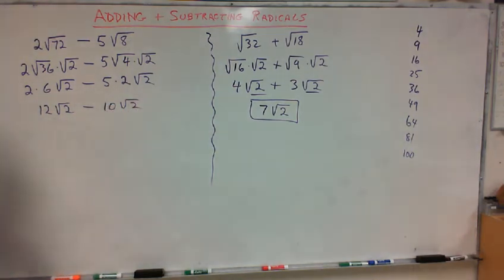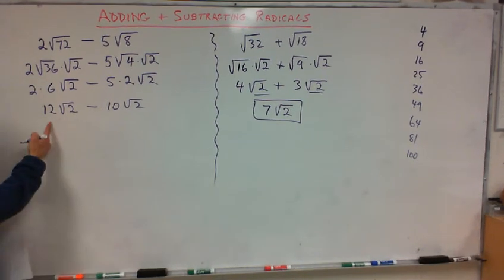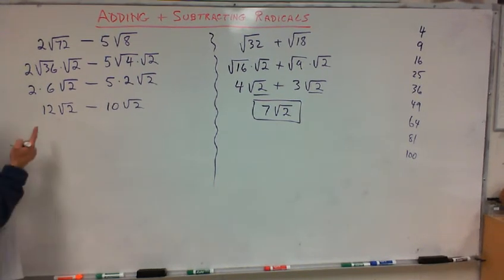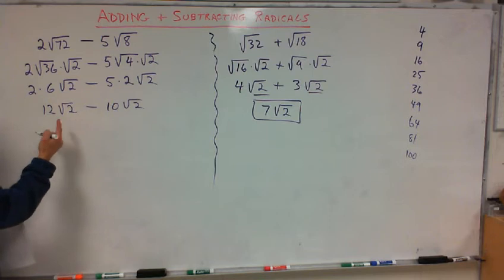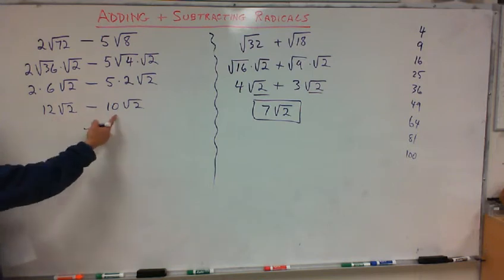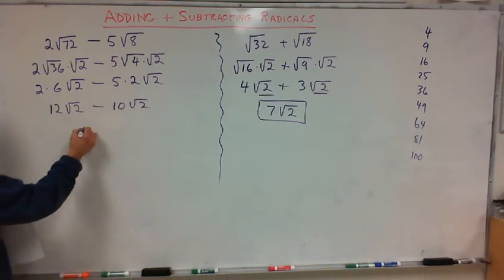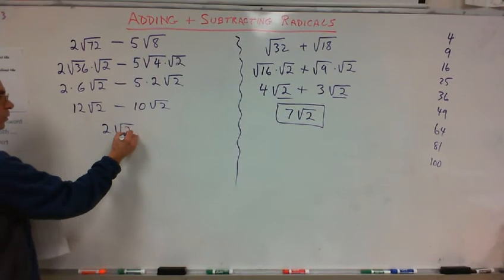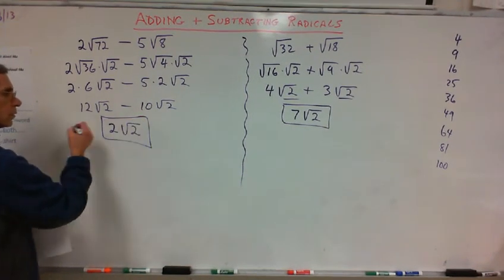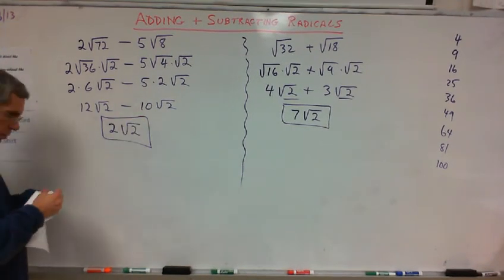Oh my gosh, I have like terms. This is like so exciting. 12 minus 10. Like terms. So the answer is 2. So what do I have? I have 12 of them. I take 10 of them away, so I only have 2 left over. 2 square root of 2's. Oh, yeah, right. Yeah, it's the same thing.